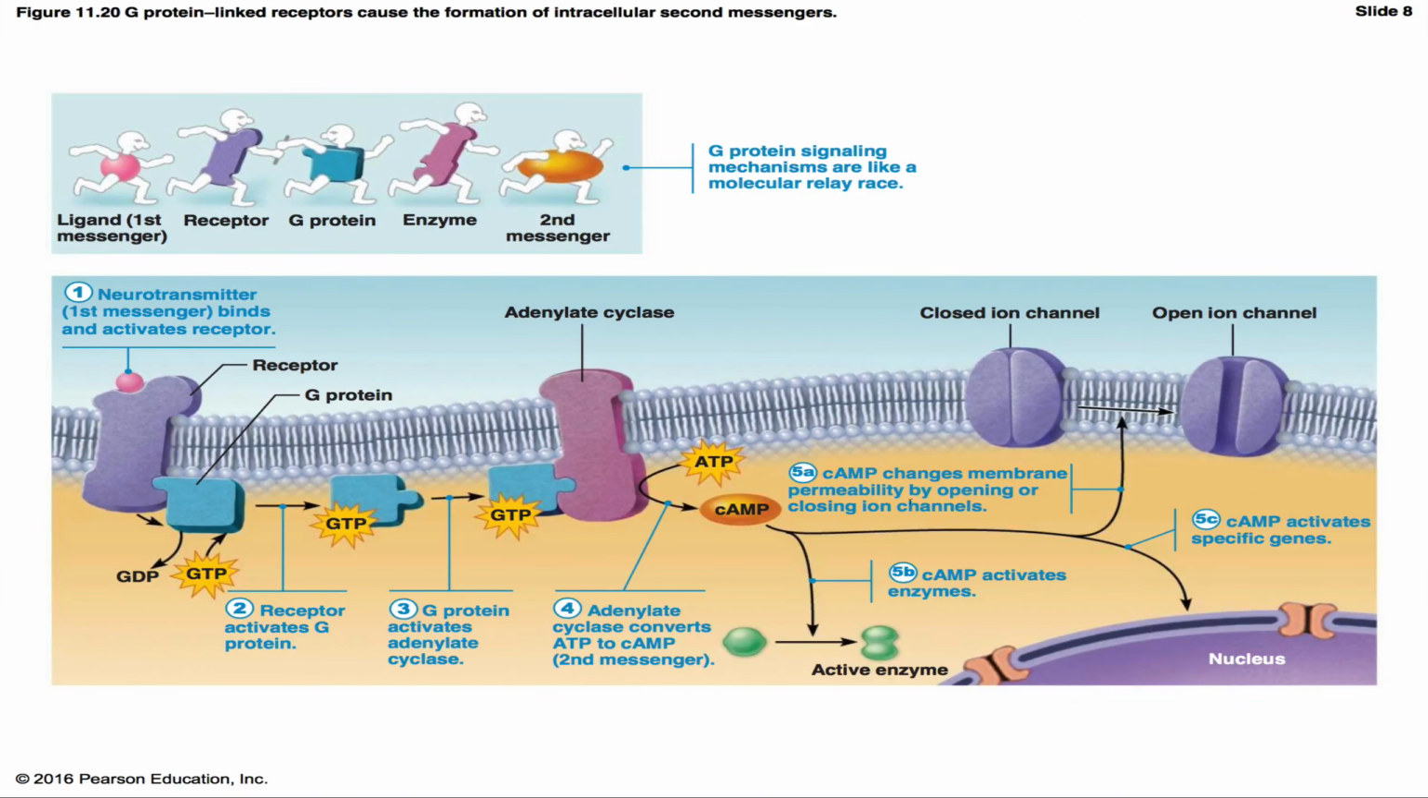So if we run through it one more time, remember, we end up getting a neurotransmitter that attaches to this receptor. The receptor gets activated. The receptor then activates the G protein. The G protein then goes over to the adenylate cyclase, and the adenylate cyclase will then convert ATP to cyclic AMP. And then the cyclic AMP will do one of three things. It'll either activate enzymes, or activate a gene, or it'll change the membrane permeability by either opening or closing ion channels.